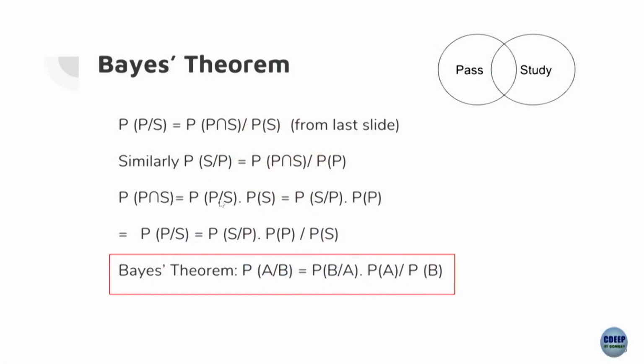Let's take those two formulas. Similarly, I have written these two formulas and I am taking the common factor there, the probability of P intersection S. I am copying these values here: probability of P given S, probability of S equal to probability of S given P, probability of P. Now I want to represent the probability of passing only using the conditional probabilities, not using the intersection. That is called the Bayesian formula. Instead I just replace S with A and P with B, A given B, that is Bayes theorem.